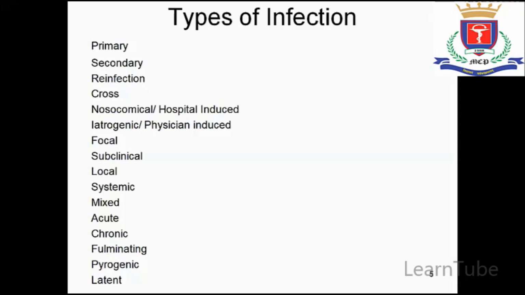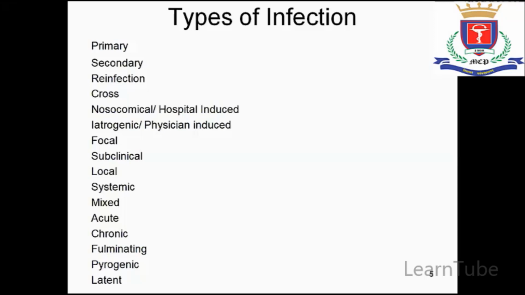Chronic, an example is TB, where you have to take the treatment for a long period of time, like for 6 months or 1 year. So that is a chronic infection. Fulminating is an infection where you get infected and within 2 to 3 days the severity increases all of a sudden. It means the gradual increase in disease doesn't take place. Suddenly the disease increases. So that is fulminating.